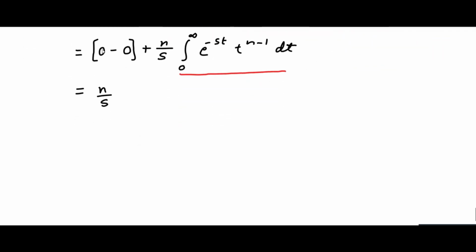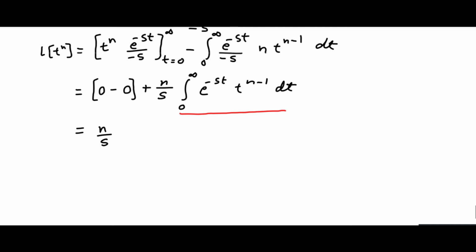But here you have t power of n minus 1. Therefore you can write this as the Laplace transform of t power of n minus 1. If t power of n is there, you write the Laplace transform of t power of n, as in the earlier step. Here, because you have t power of n minus 1, you write the Laplace transform of t power of n minus 1. So we have the Laplace transform of t power of n equals n by s times the Laplace transform of t power of n minus 1.